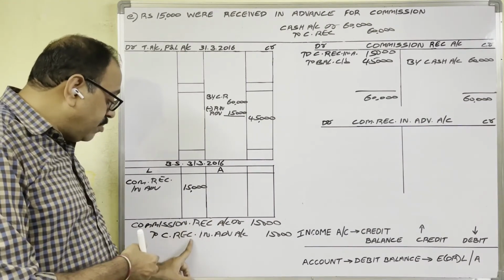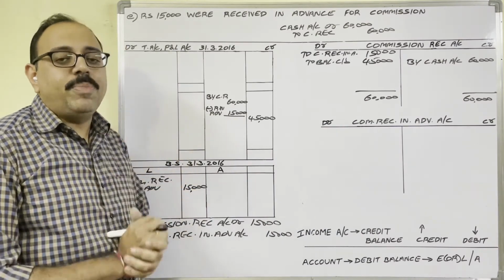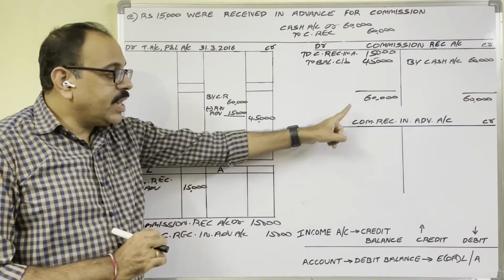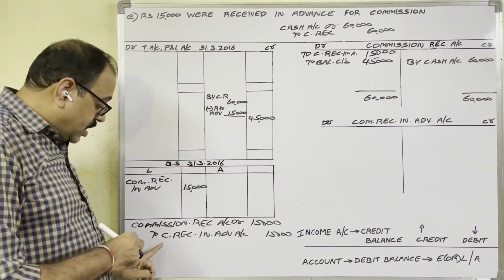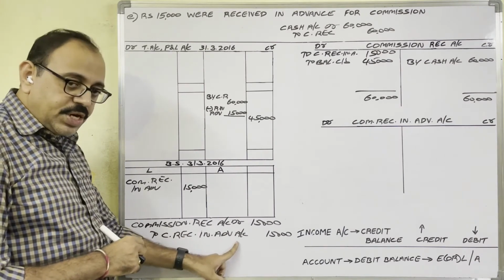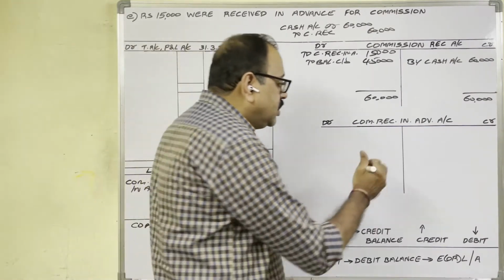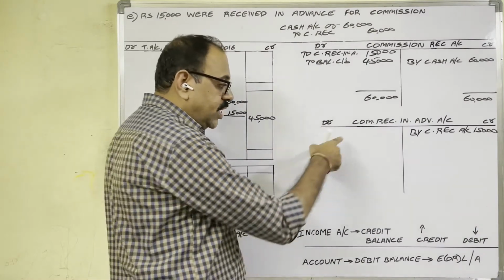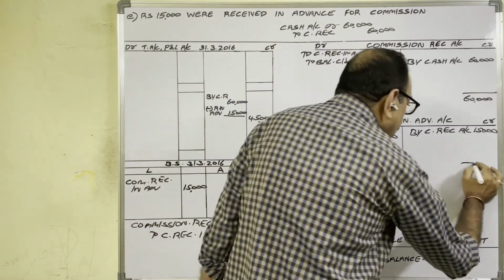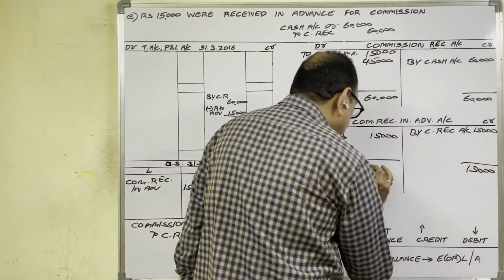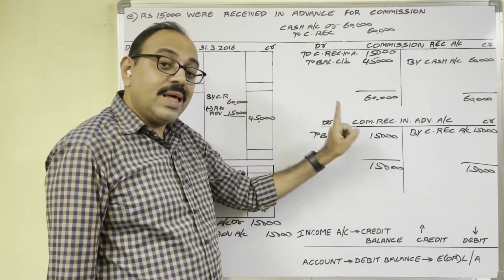And why are we crediting the commission received in advance account? It is a liability, and a liability shows a credit balance. When we prepare the commission received in advance account, this entry we post: the commission received in advance account is credited, therefore on the credit side we post: By commission received account 15,000 rupees. Then balance carried down comes on the debit side: To balance carried down. Two sides total 15,000 rupees. So which balance is this? The credit total is more than the debit total, which means this is a credit balance.